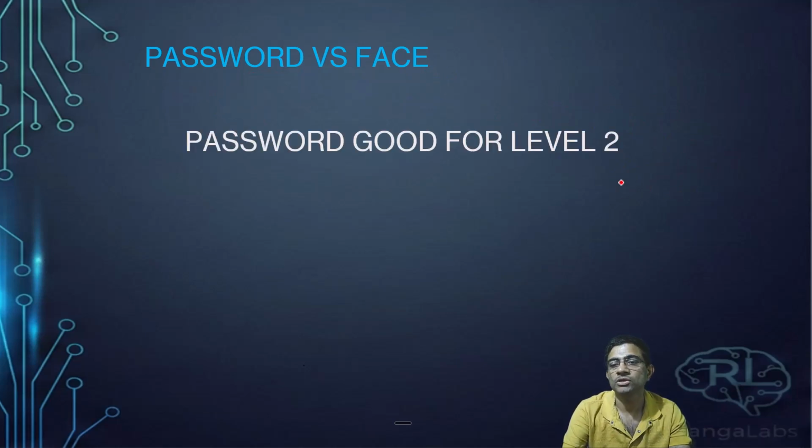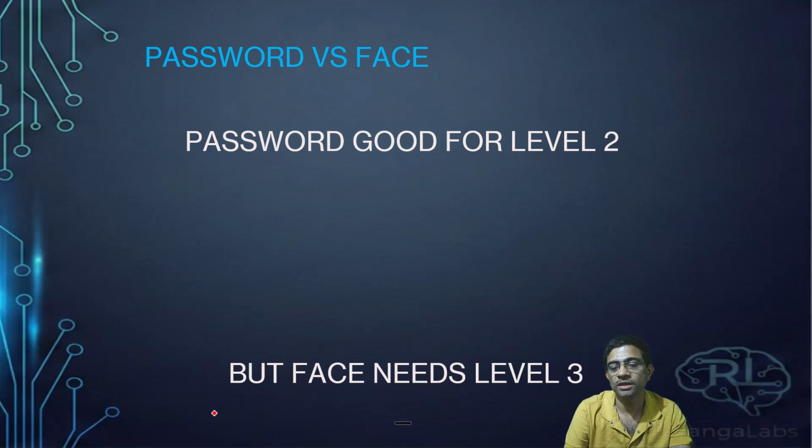Password is good for level 2. Level 2 is program, as we saw, but face needs level 3. Face recognition needs machine learning. That is the difference between programming and machine learning. So in this video, we have seen where we need machine learning, why we need machine learning, and where machine learning can have success, where programming will fail.